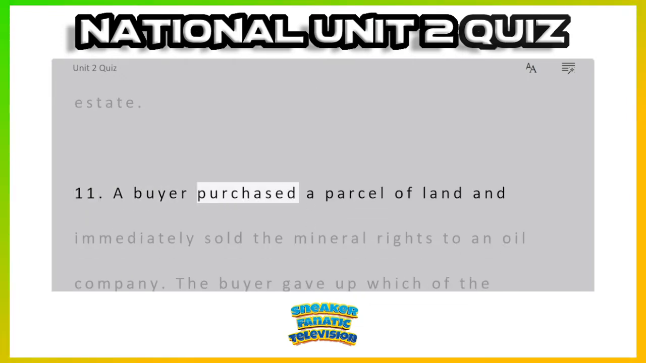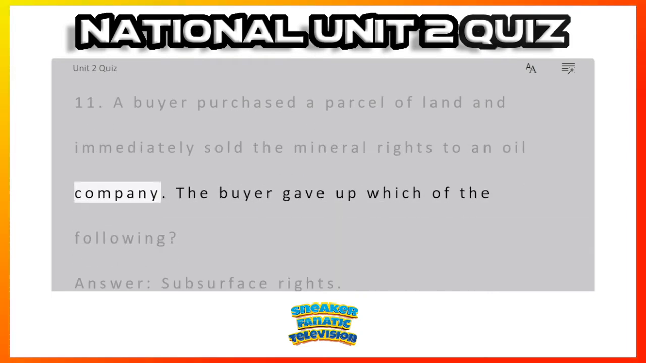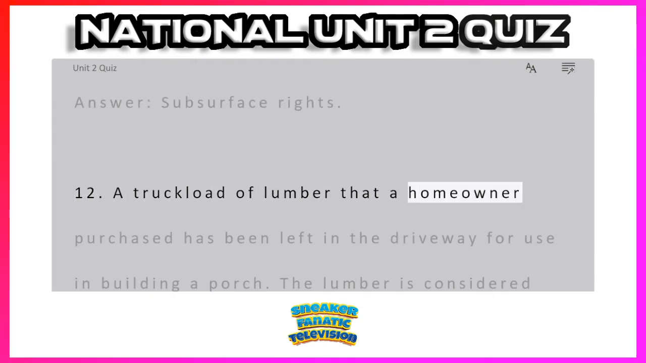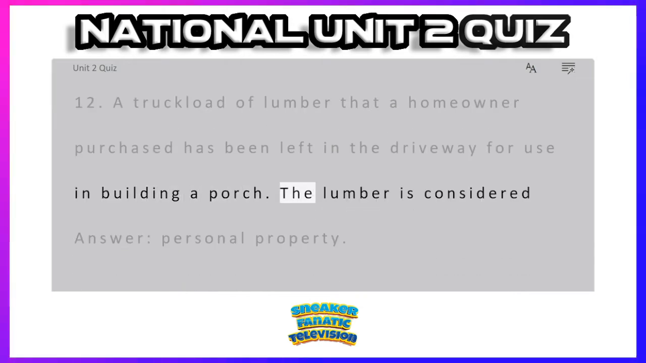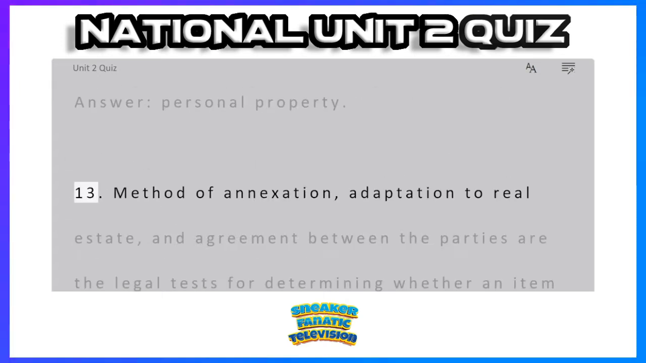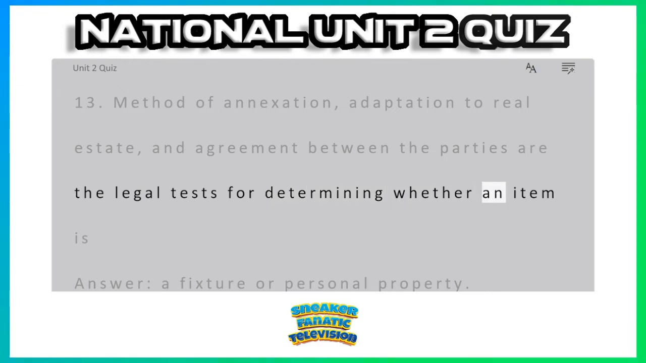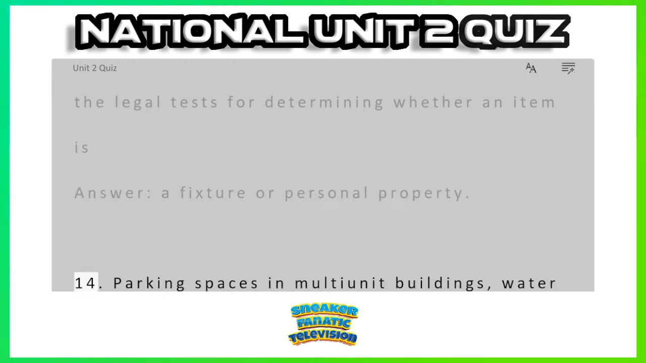11. A buyer purchased a parcel of land and immediately sold the mineral rights to an oil company. The buyer gave up which of the following? Answer: Subsurface rights. 12. A truckload of lumber that a homeowner purchased has been left in the driveway for use in building a porch. The lumber is considered. Answer: Personal property. 13. Method of annexation, adaptation to real estate, and agreement between the parties are the legal tests for determining whether an item is. Answer: A fixture or personal property. 14.